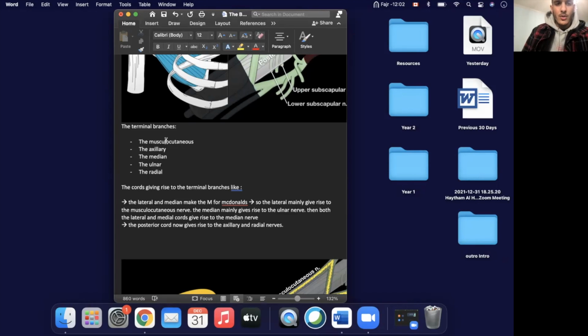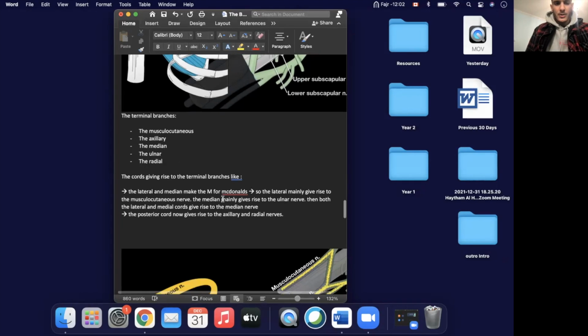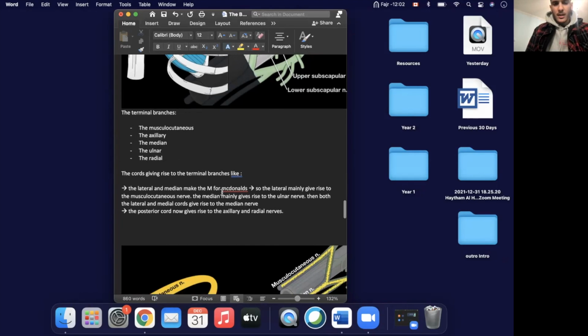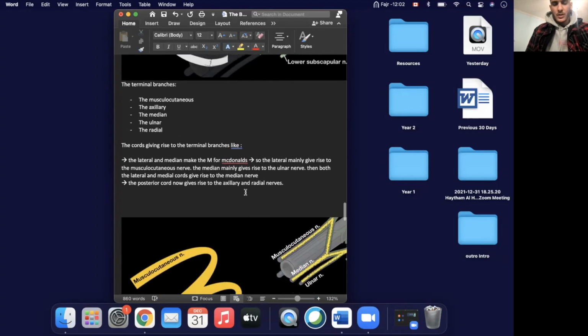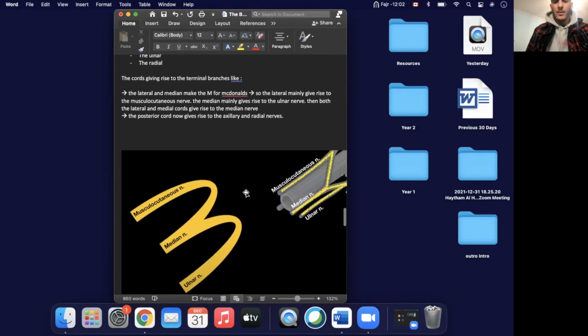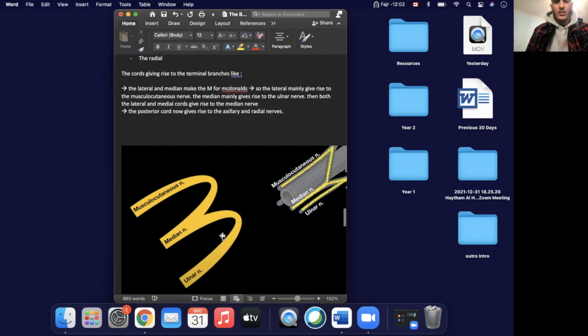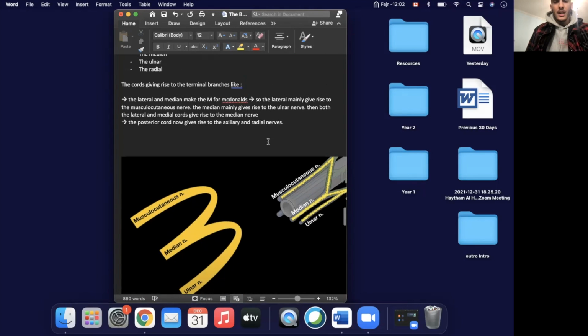Okay, so we all know that the endings of the brachial plexus are the musculocutaneous, the median, the ulnar, the radial, and the axillary. The cords give rise to the terminal branches. The lateral and the medial cords make the M shape for McDonald's, just so you can remember this easily. The McDonald's three lines right here are made up, most laterally, by the musculocutaneous, the median, and the ulnar. So the lateral cord mainly gives rise to the musculocutaneous, median, and ulnar more medially.